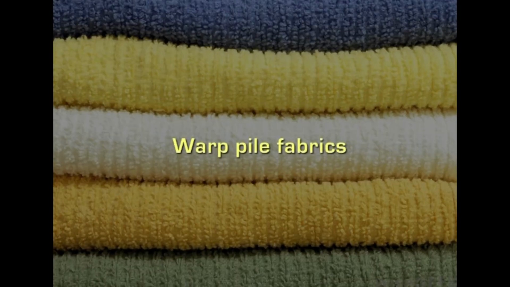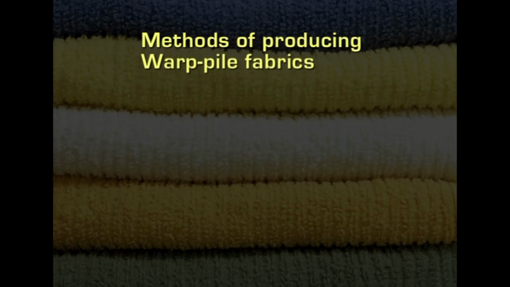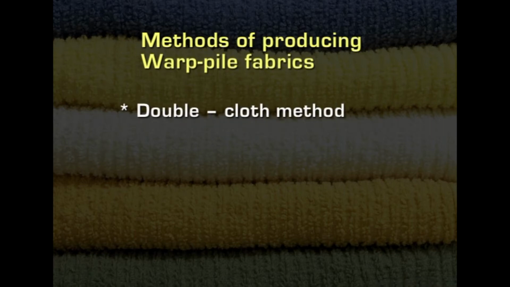Coming to the warp pile fabrics, these fabrics are produced by 2 sets of warp yarns and 1 set of weft yarns, because we need 1 set of warp and 1 set of weft for interlacing the ground fabric. The extra set which is used to make this pile is the warp here, and this warp is placed on a different warp beam. There are different methods of producing the loops, and we can say there are around 3 methods that are generally followed. One is the double cloth method.